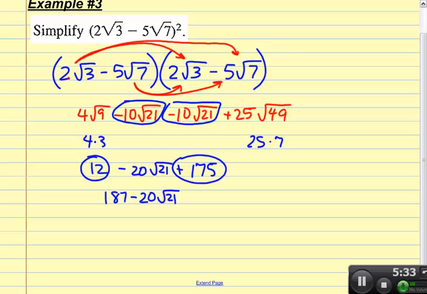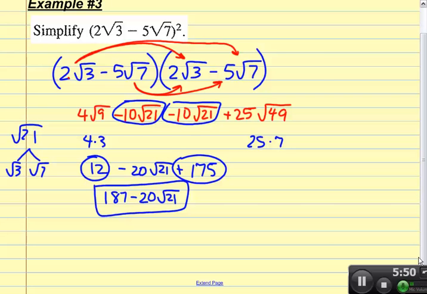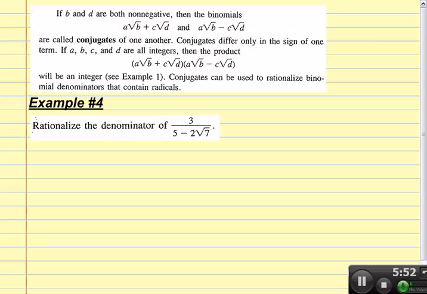Can't do anything with that root 21. It doesn't simplify. Root 21 is root 3 times root 7. Can't pair them up. Just put them back together and get root 21. Okay? That's it. That is it. That's our answer. That's as simple as we can make it. Okay? All right. Let's look at this next one.